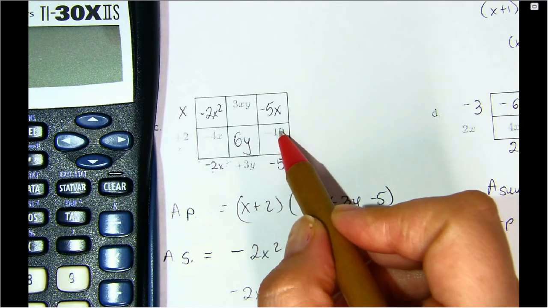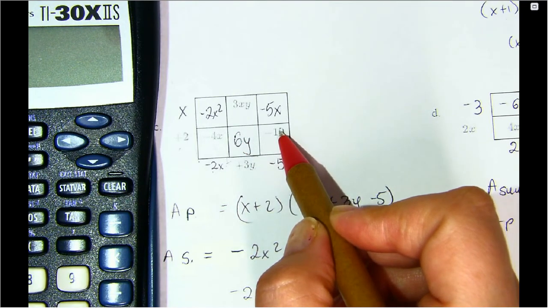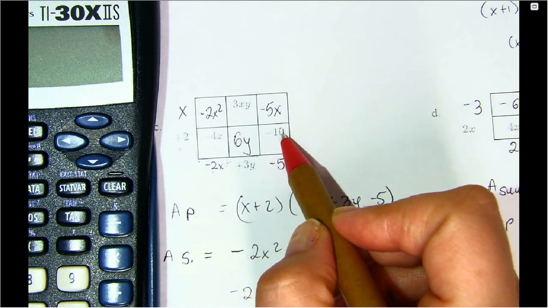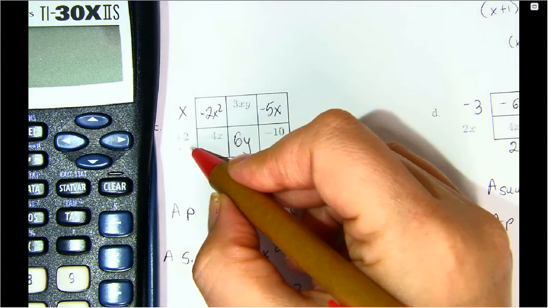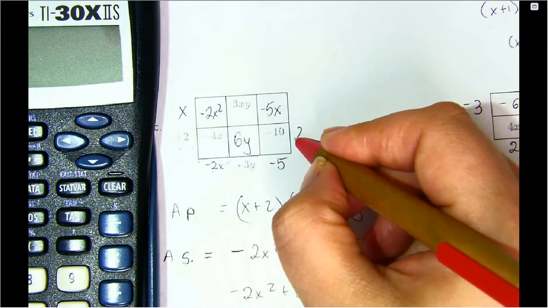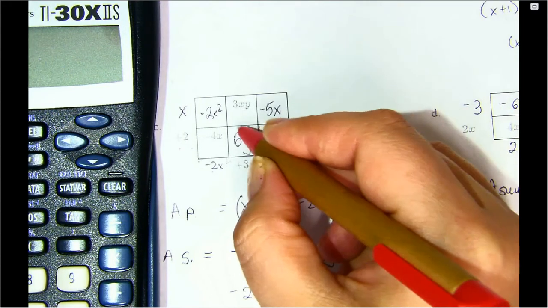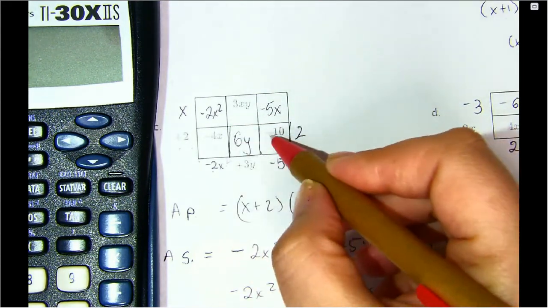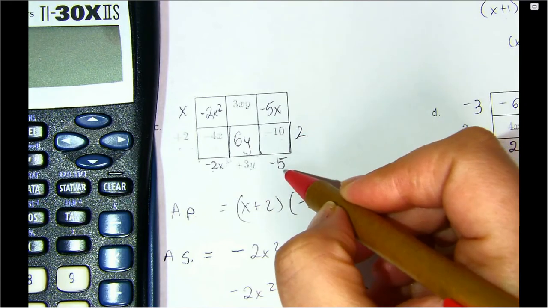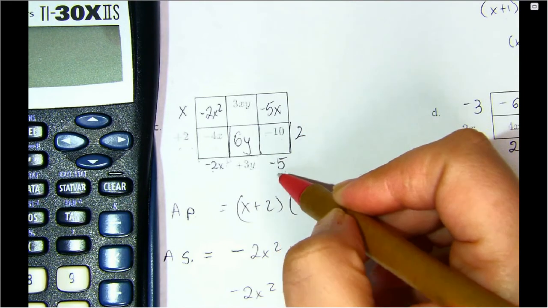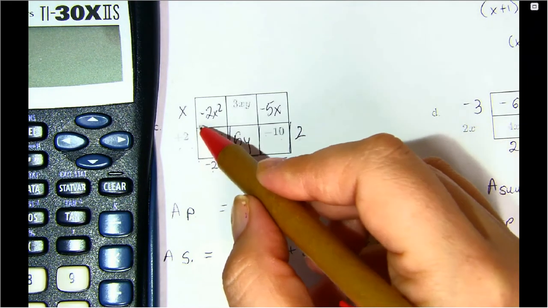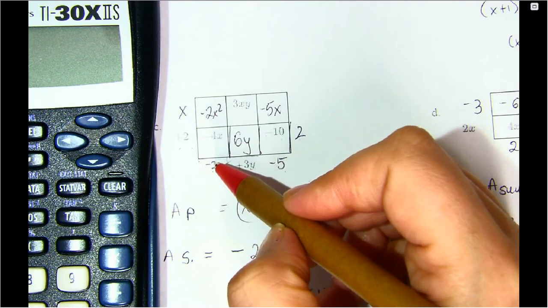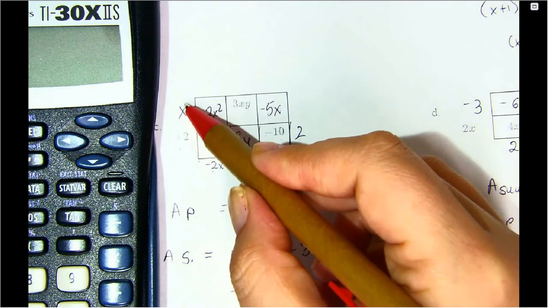And then they give me the area. That was -10. And since I know this is 2, I know this side is also 2. Because all of those are exactly the same. So negative 10 divided by 2 is negative 5. Okay, let's see what else I can do. How do I figure out this x?